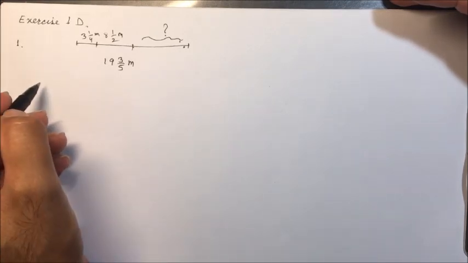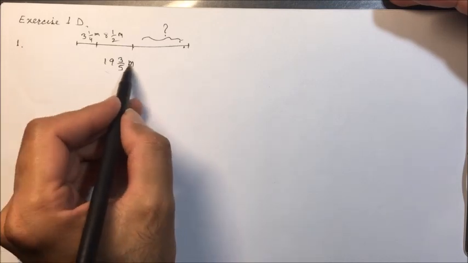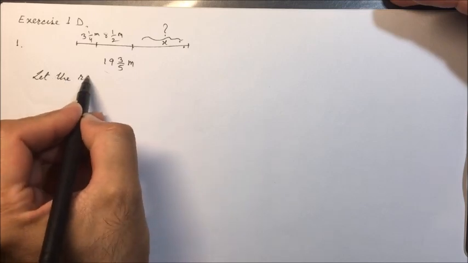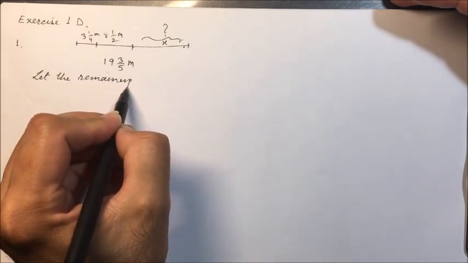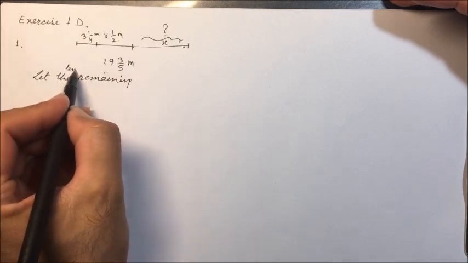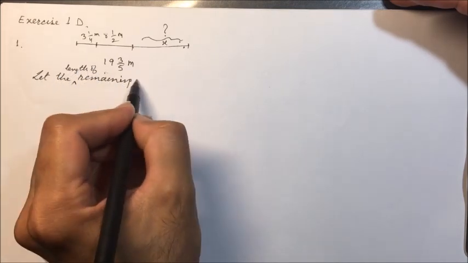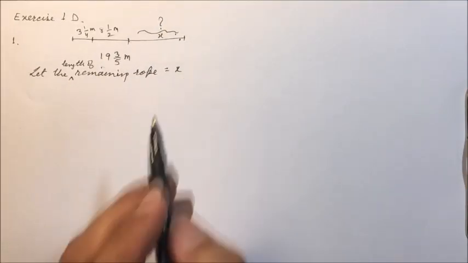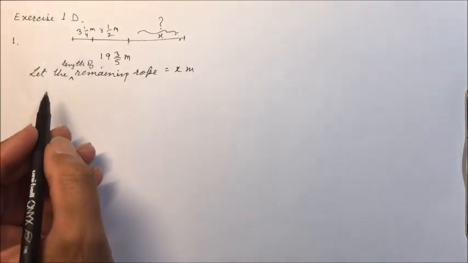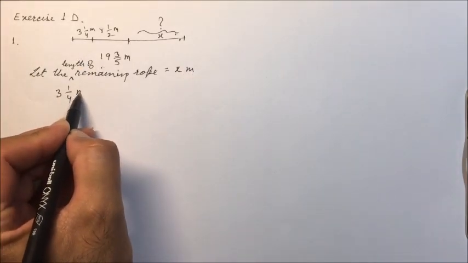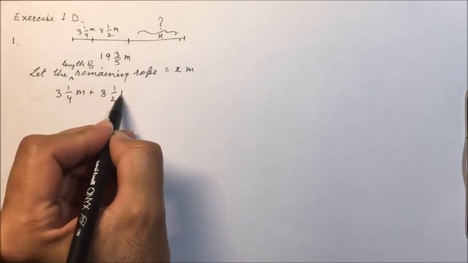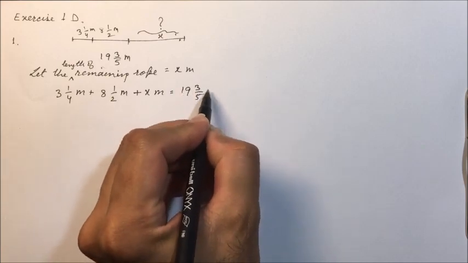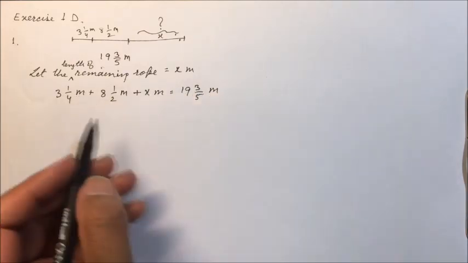And now I will be solving it. For example, total length is given. Let the length of the remaining rope be x meters. So 3 1/4 meter plus 8 1/2 meter plus x meter equal to 19 3/5 meter. For the time being, we can avoid meters.